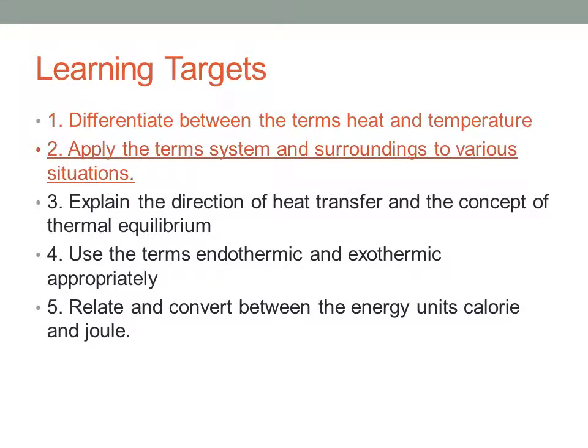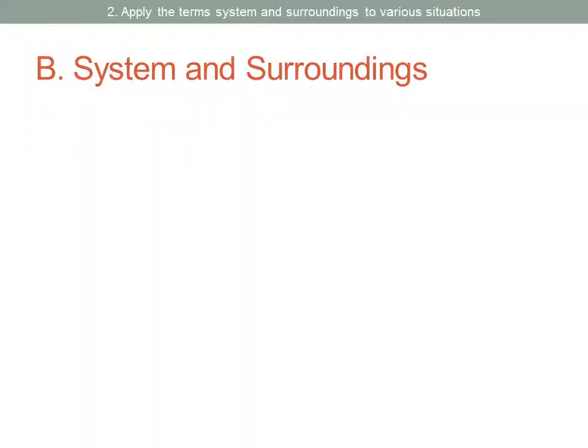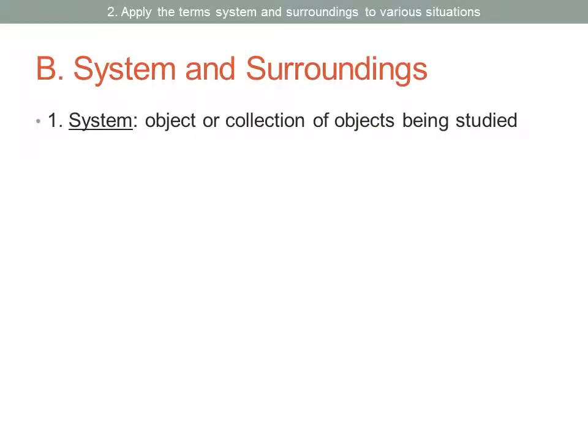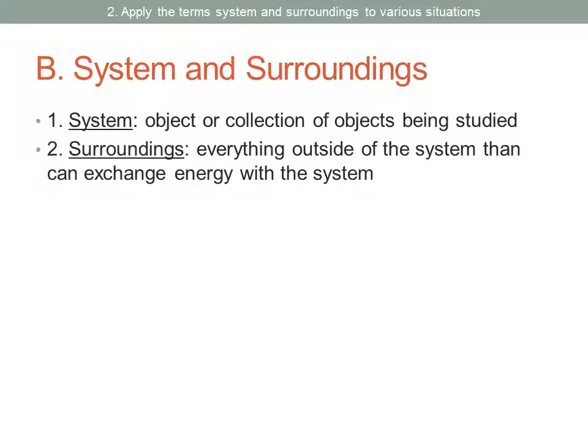We want to be able to apply the terms system and surroundings to different situations. When we refer to the system, what we are referring to is the object or collection of objects that are being studied. The surroundings would be everything outside of the system that can exchange energy with the system. And if we ever see the term universe, that simply refers to both the system and the surroundings together.